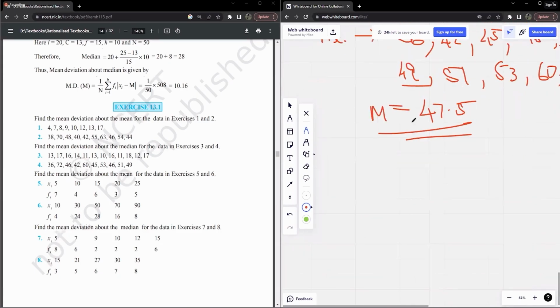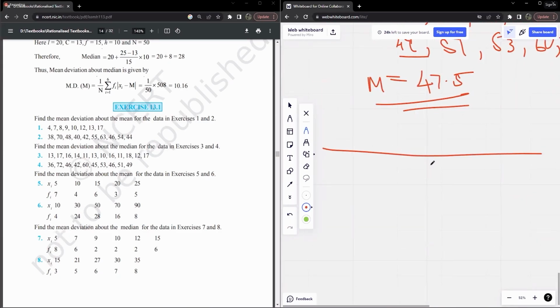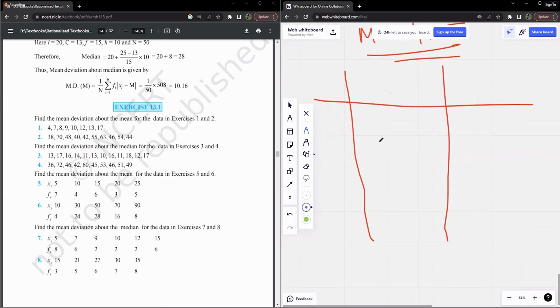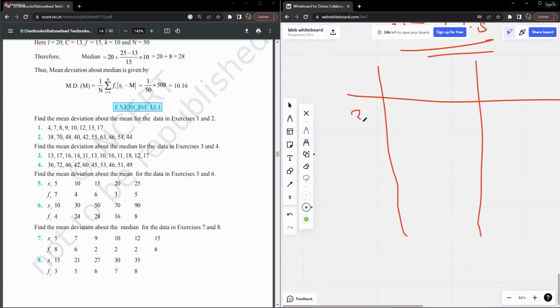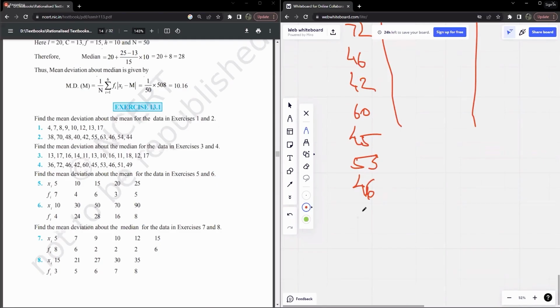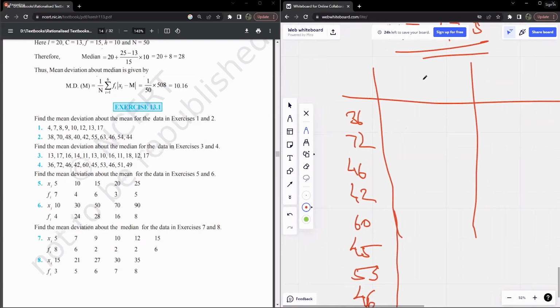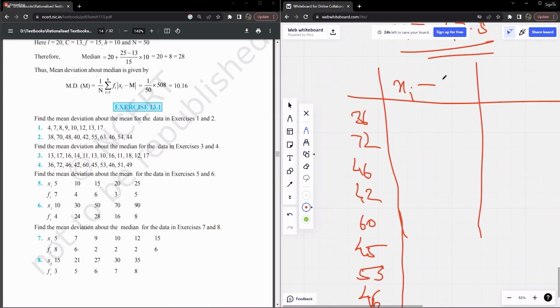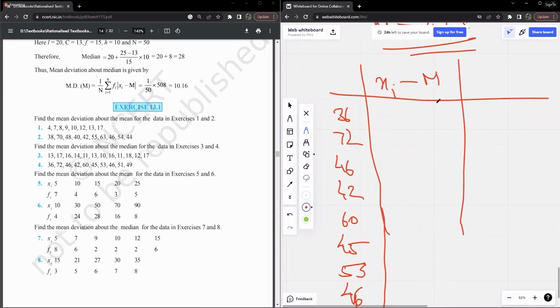So yeah, you have found the median, right? Then comes drawing the table. I'm not labeling this above again. All right. So we have 36, we have a 72, we have a 46, we have a 42, a 60, then 45, 53, 46, 46, 51, and 49. Right. This is basically xi minus capital M, that is 47.5.